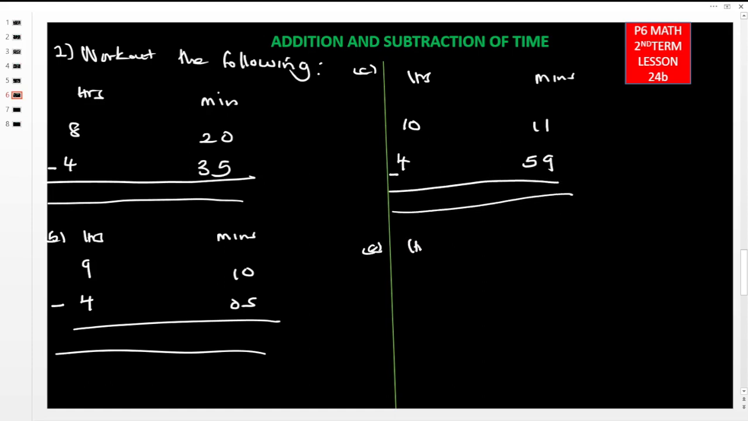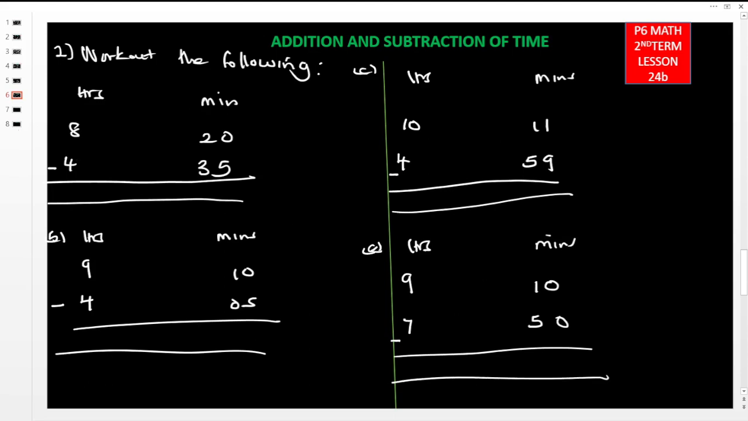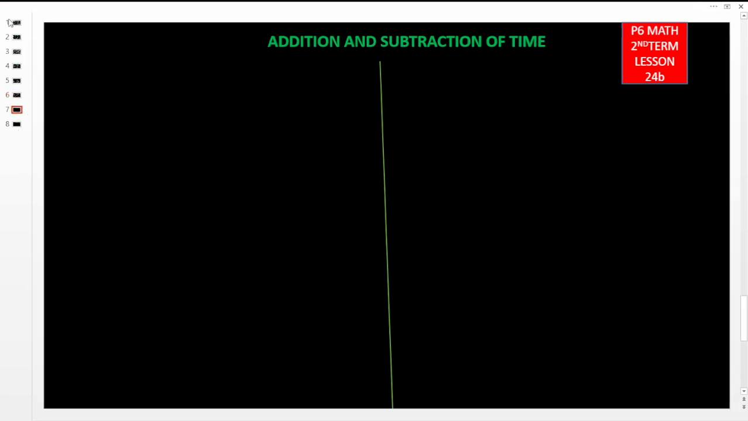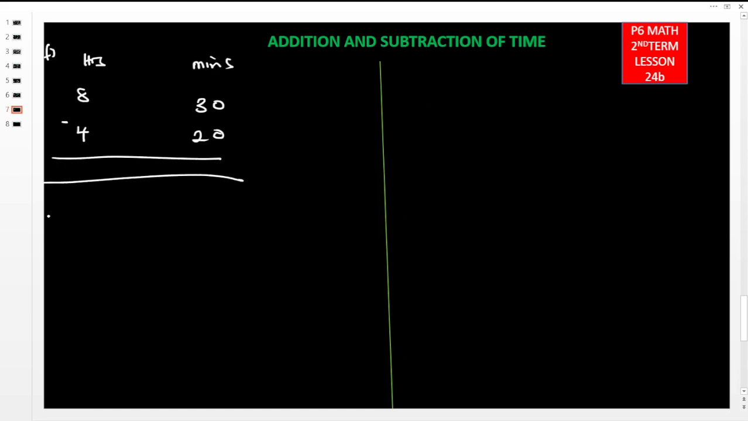Part E, we have hours and minutes. This is 9, this is 10, this is 7, this is 50. So we are subtracting time. Then part F. So part F here we have hours and minutes. This is 8, this is 30, this is 4, this is 20. We are subtracting. Part G, we have hours and minutes. This is 8, this is 30, this is 1, and this is 10.